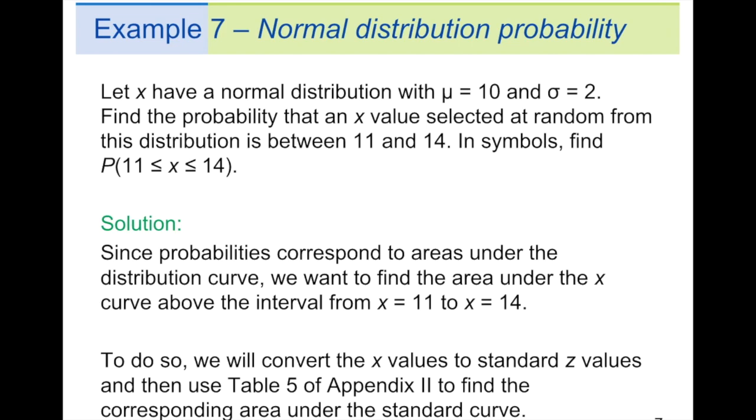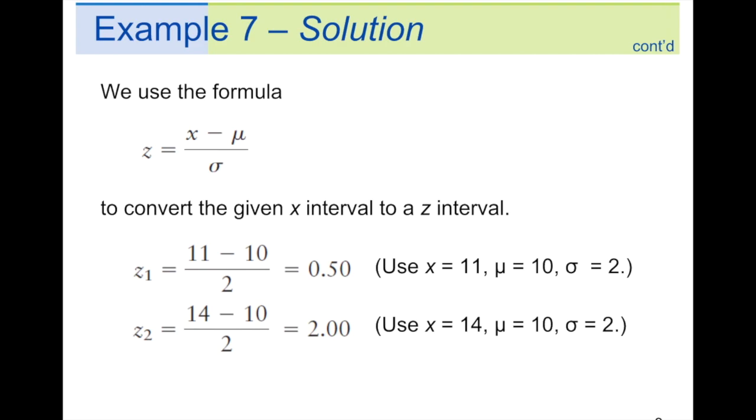To do so, we will convert the x values to standard z values, and then use table 5 of appendix 2 to find the corresponding area under the standard normal curve. We use the formula from before to convert the given x interval to a z interval. So for z1 we have 11 minus 10 over 2, which is 0.5, and for z2 we have 14 minus 10 over 2, which is 2. We're using mu is 10 and sigma is 2 for both, and x is 11 for the first one and x is 14 for the second.